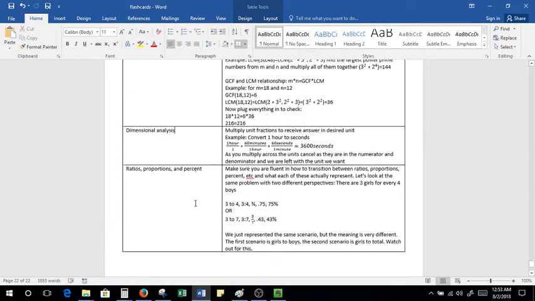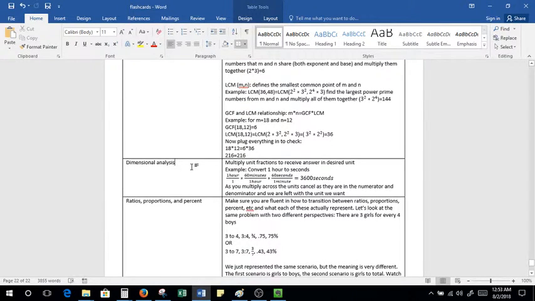Next, we're going to go to dimensional analysis. You're going to see this with weight, with time, anything like that. It's used a lot in science classes. We multiply the unit fractions to receive an answer in a desired unit. So, for example, if I wanted to convert 1 hour to seconds, I would have 1 hour over 1 times 60 minutes over 1 hour times 60 seconds over 1 minute.